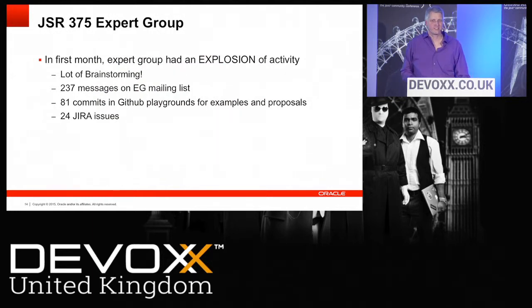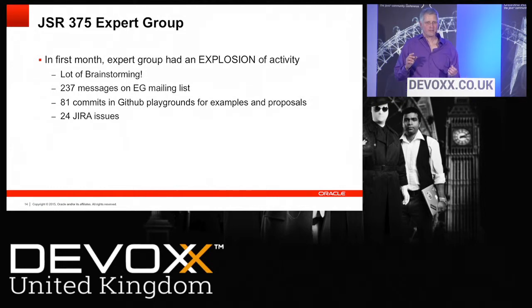So in the first month, we had a big explosion of activity. It was really kind of amazing because it was like we woke up this monster, right? A lot of people had years and years of complaints about EE security, about how it does all these bad things and how we really had to fix it up, and everybody had a million ideas. There was lots of brainstorming going on. There were 237 messages on the expert group mailing list in the first month.